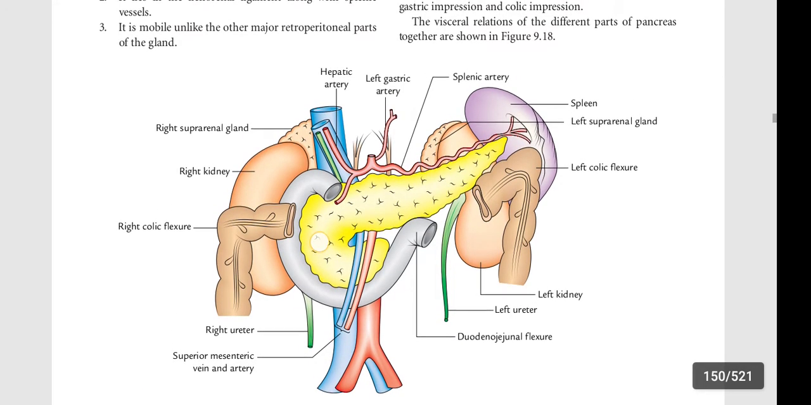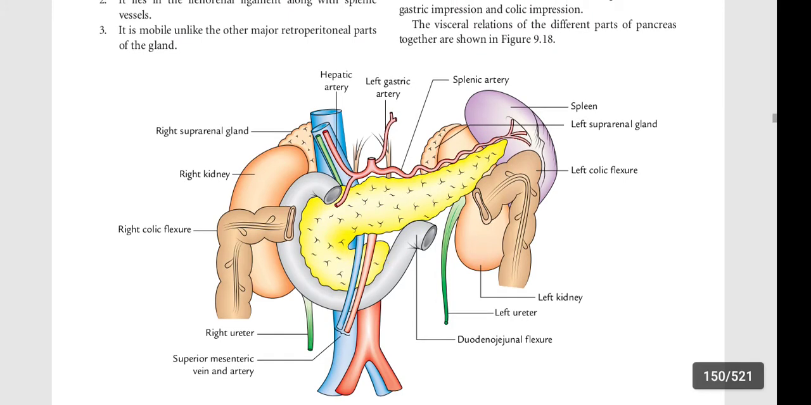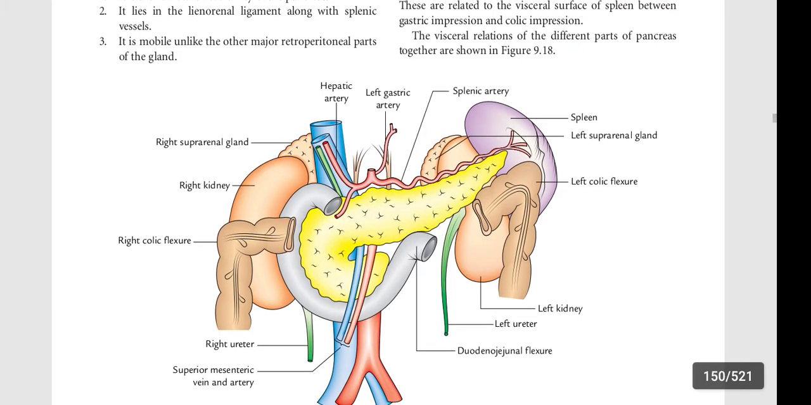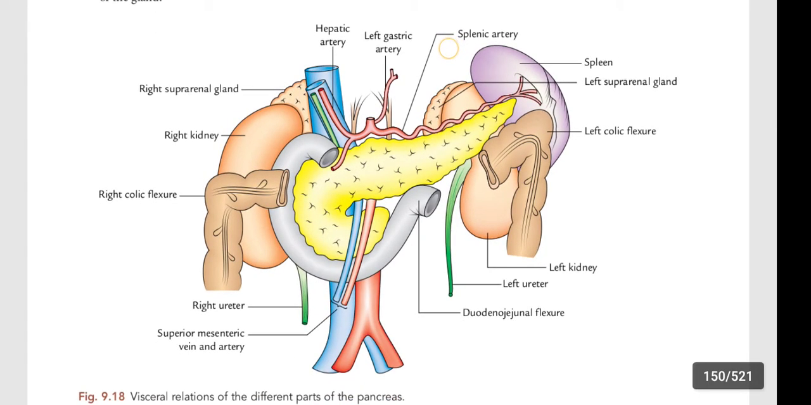This is the head. This is the uncinate process. This is the constricted part, that is the neck. This is the body and this is the tail. And these are the structures that are related to the different parts of the pancreas.